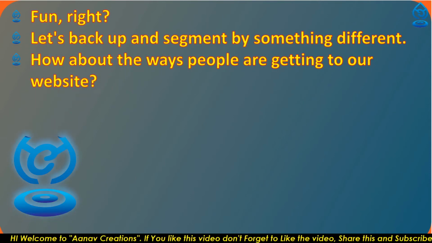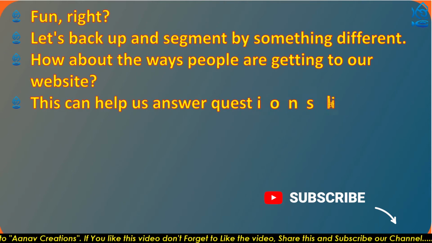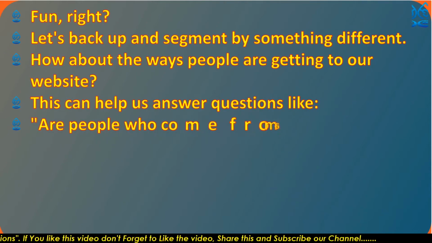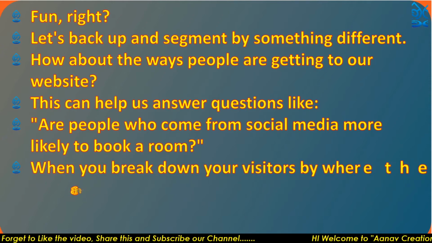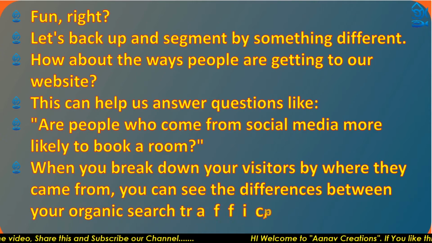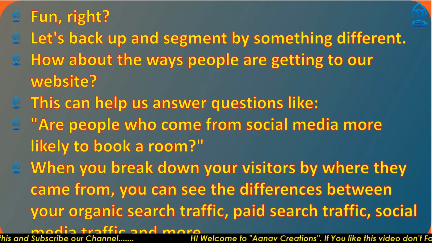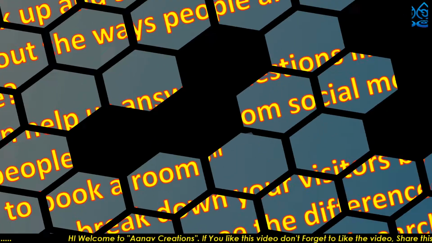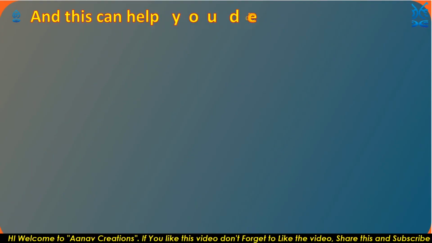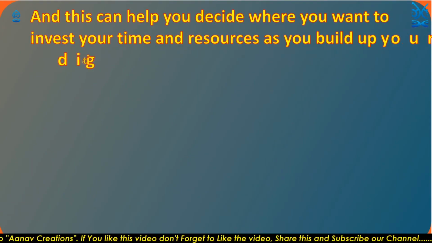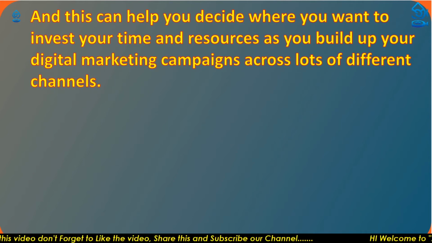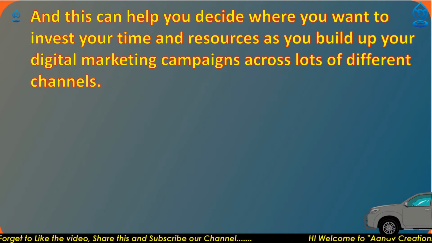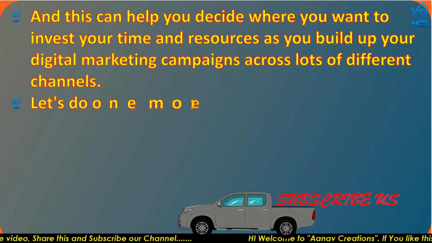Let's back up and segment by something different. How about the ways people are getting to our website? This can help us answer questions like, are people who come from social media more likely to book a room? When you break down your visitors by where they came from, you can see the differences between your organic search traffic, paid search traffic, social media traffic, and much more. And this can help you decide where you want to invest your time and resources as you build up your digital marketing campaign across lots of different channels.